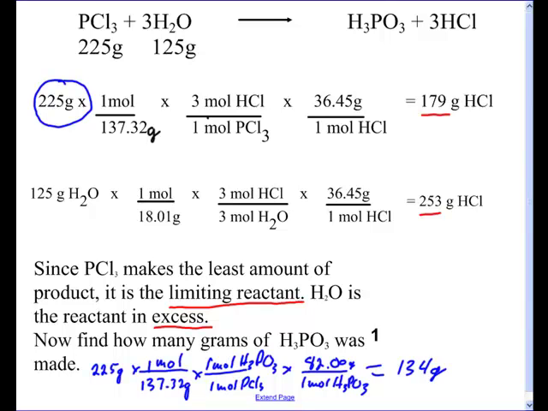Now the last thing that I want to note is look at our two starting amounts here. Notice that PCl3 is 225 grams, H2O is 125 grams. Now we know that PCl3 is the limiting reactant, okay? We know that. If you look at the starting amounts, you will notice you can't determine from how many grams you start with who's going to run out first.